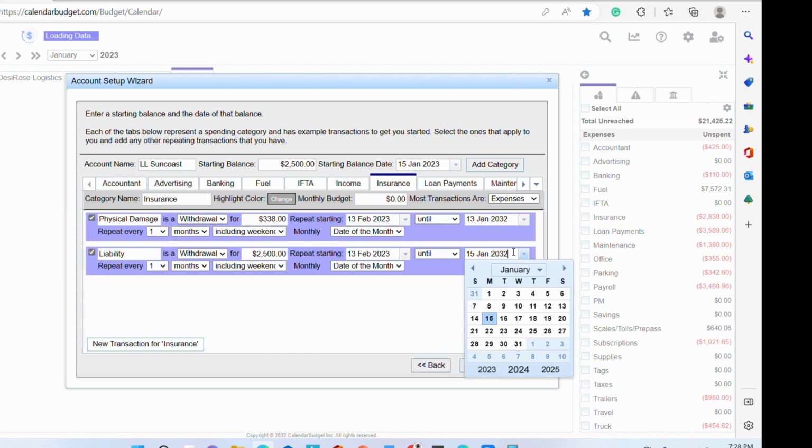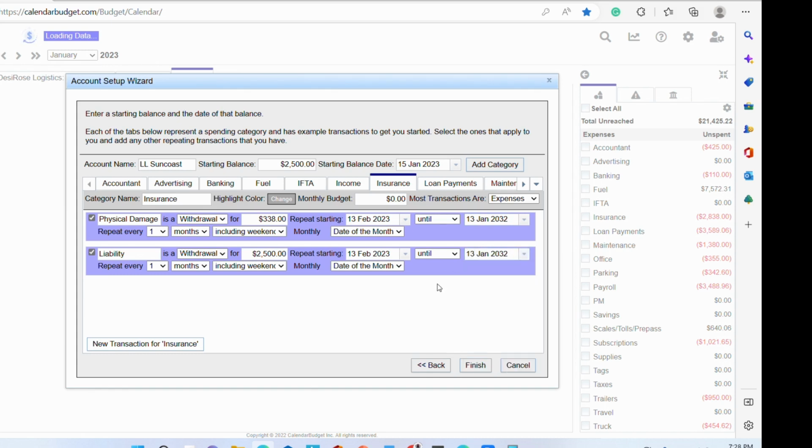Let me just show you, you can do this as well if you don't want to have to click it out every single time. There we go. But it's just, my apologies. Click the wrong one.